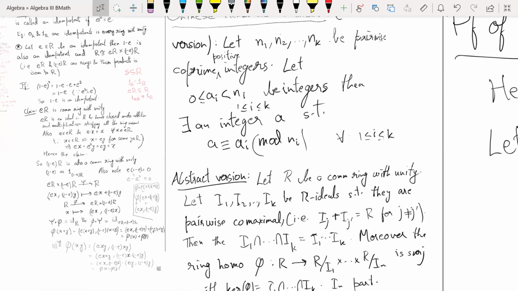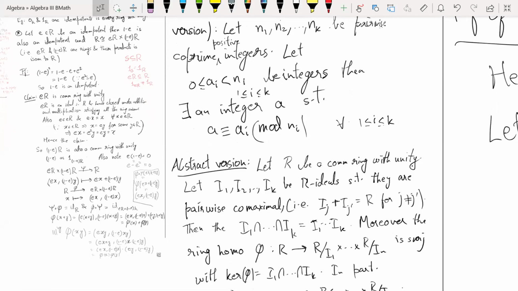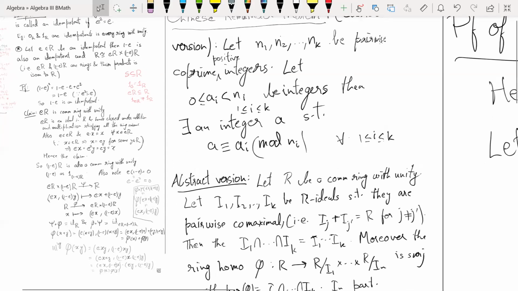So let R be a commutative ring with unity, and I1 to Ik be ideals of R such that they are pairwise co-maximal. So the hypothesis of coprime positive integers translates to pairwise co-maximal. By the way, pairwise co-maximal means that if you take any two distinct ones, Ij and Ij prime, then the ideal generated by them is the whole ring. So Ij plus Ij prime has to be the whole of R for j different from j prime.